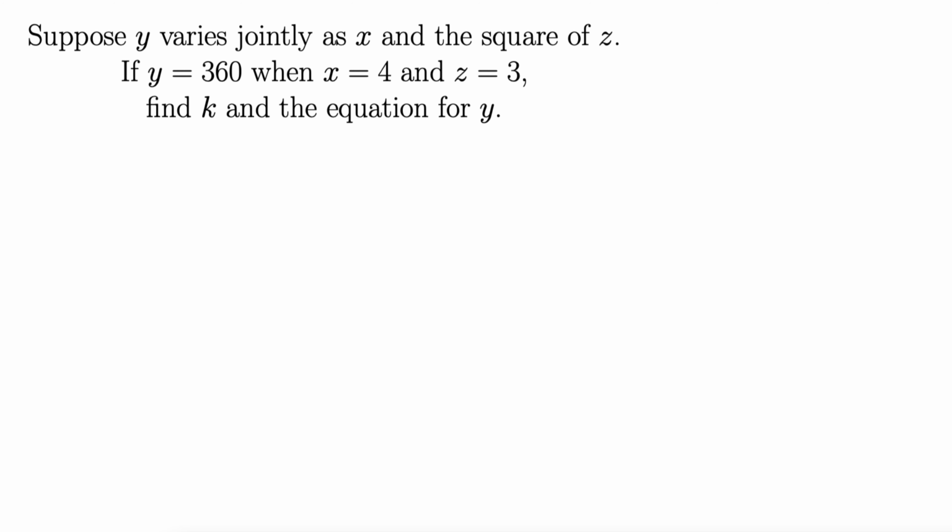Suppose y varies jointly as x and the square of z. If y equals 360 when x equals 4 and z equals 3, find k and the equation for y.